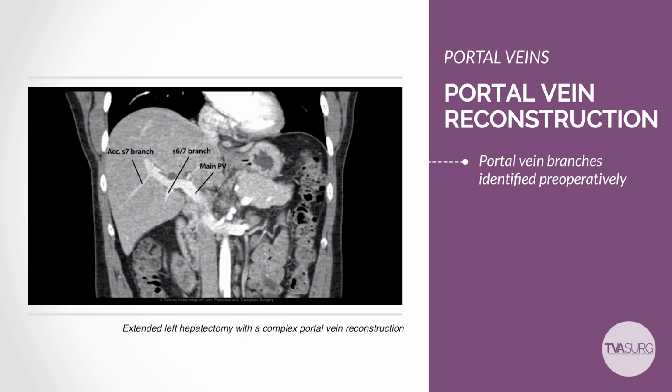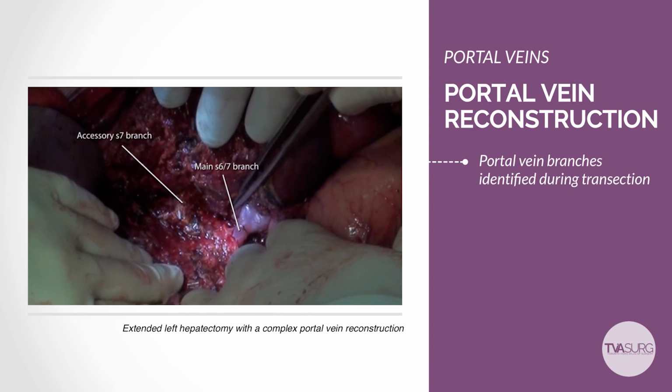In this patient, there was a 6-7 and an accessory segment 7 vein, both of which would require reconstruction. So as you can see, the operative plan is all about adjusting to the patient. So after transecting through the liver, these vessels are identified.